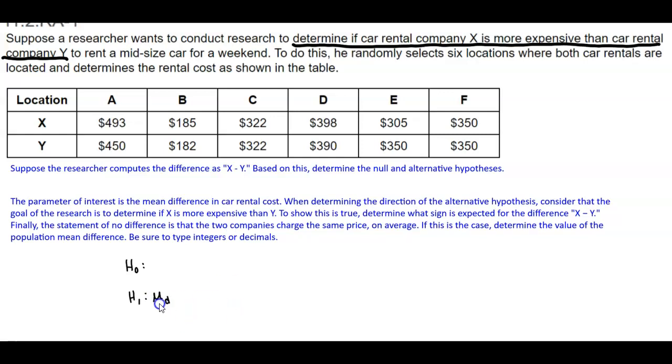Now, the claim is always the alternative, and it says determine if car rental company X is more expensive than car rental company Y. So that means you want to know if the mean difference is going to be greater than 0. And the null always contains the equality, so it would be the mean difference equals 0. And so therefore, there is your null and your alternative hypothesis.